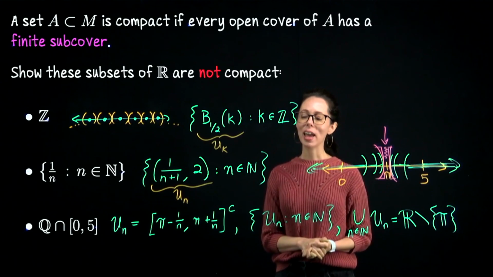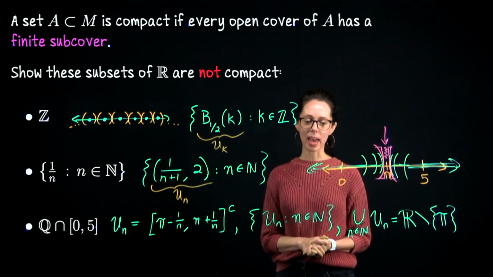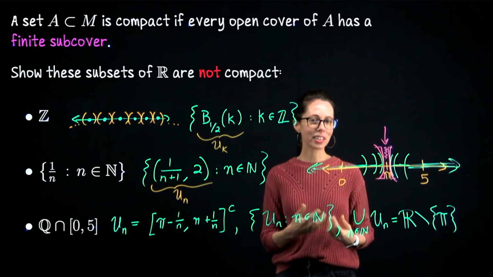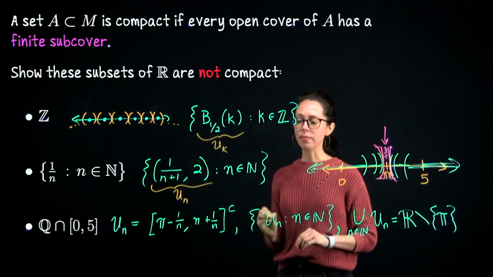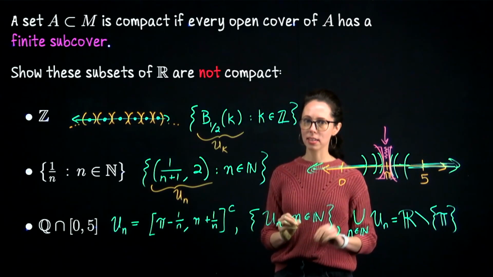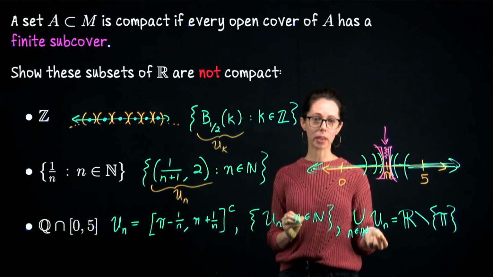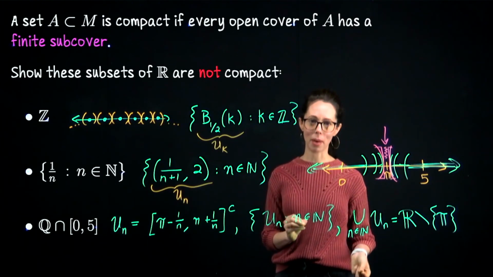compact. And I'm also pointing out here that if your set has an accumulation point which lives in the complement, then you're going to be able to do this kind of process. So we are never going to say that a set is compact if its complement contains an accumulation point. In other words, if a set is not closed, it will not be compact.